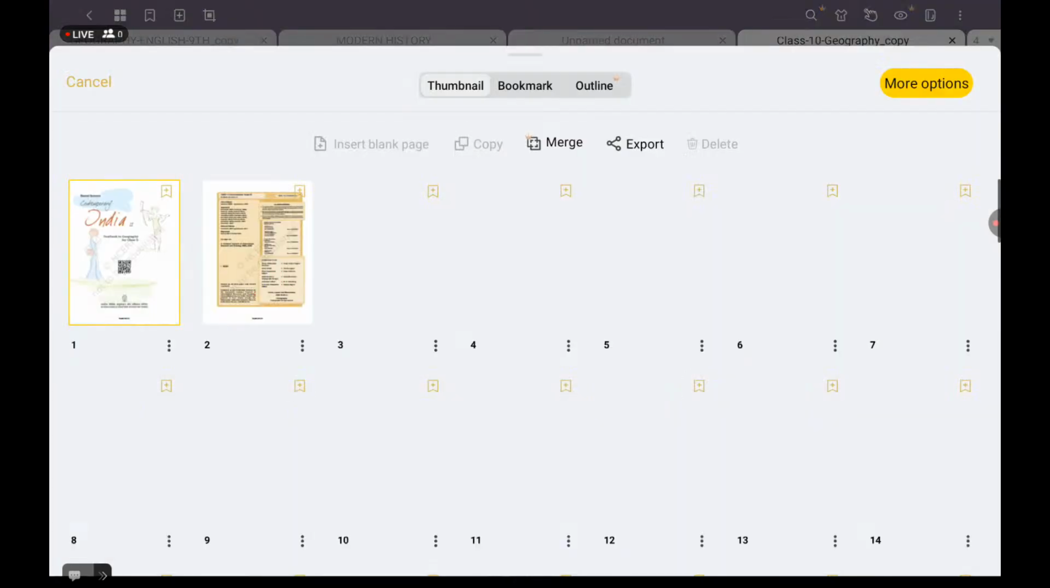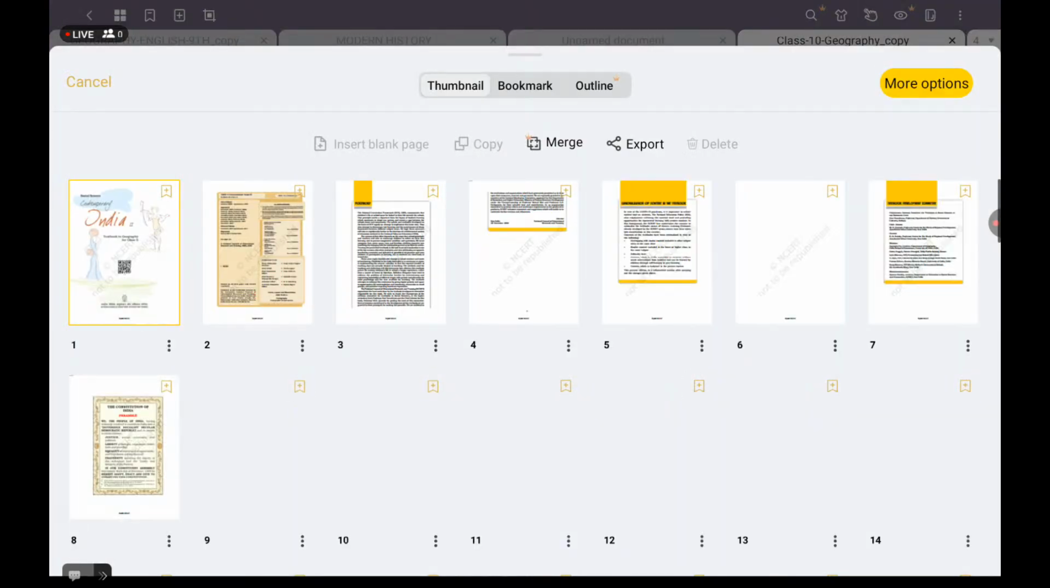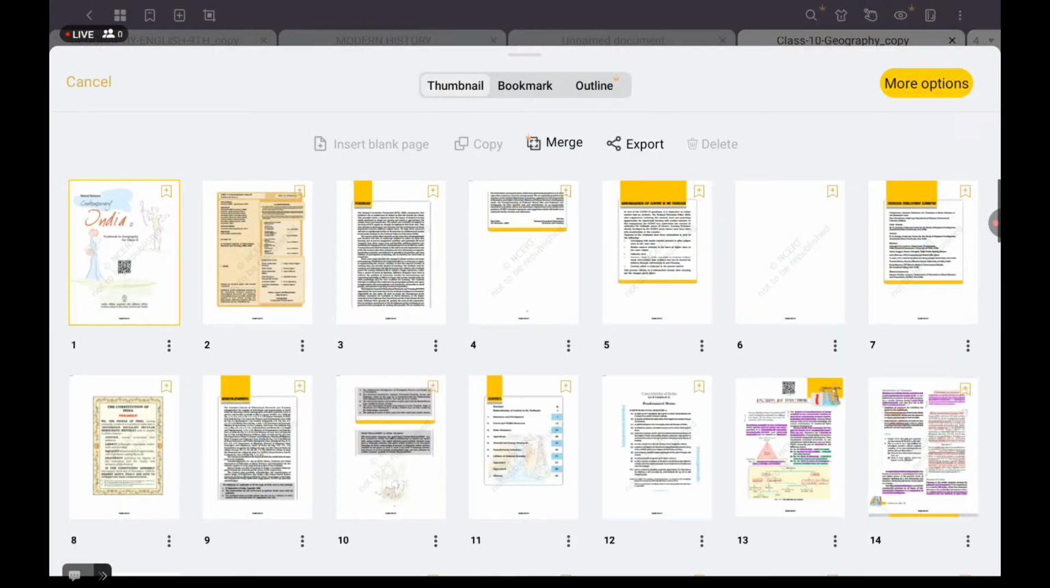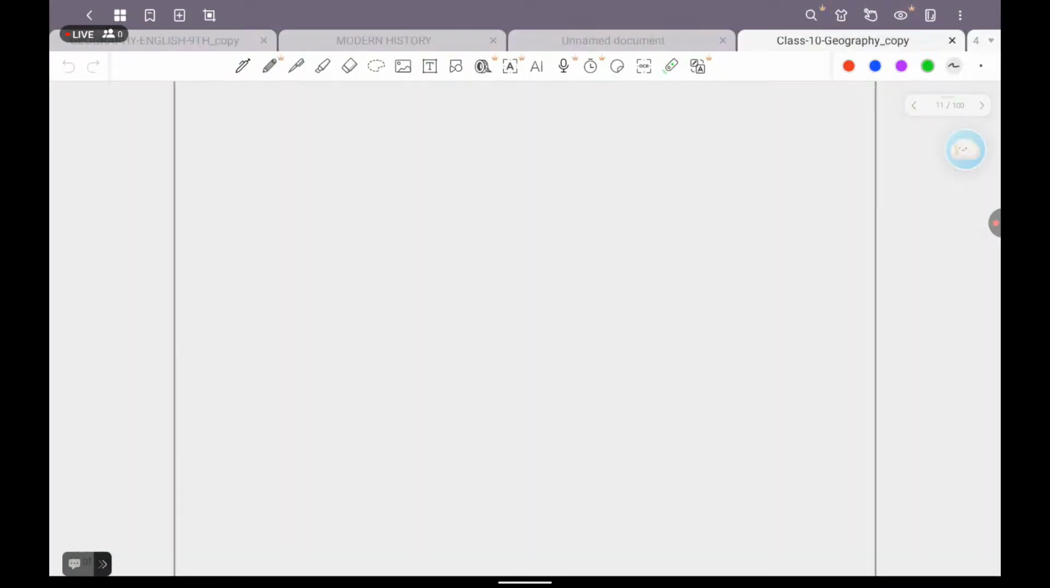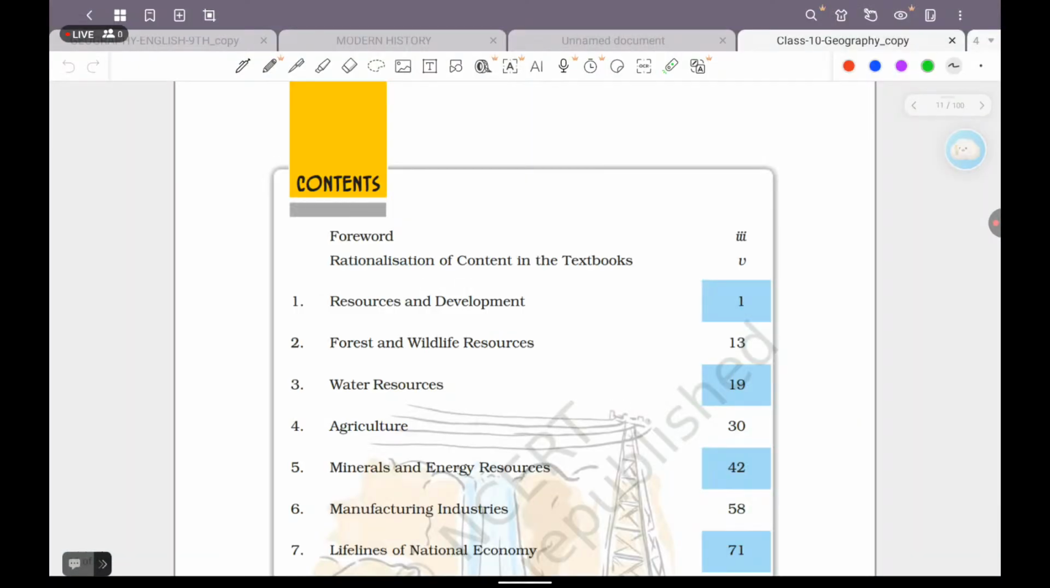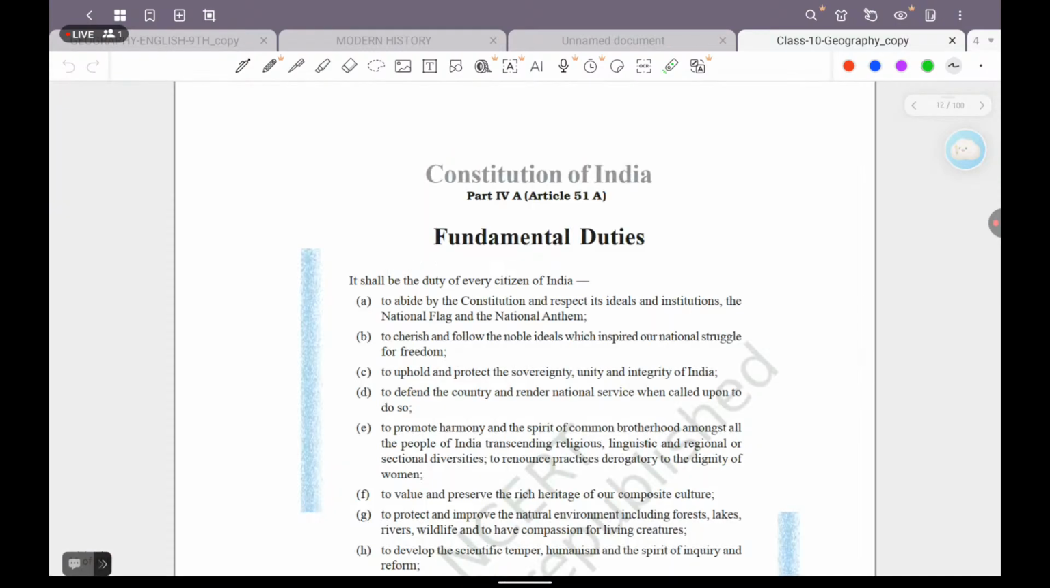From today we are going to start Chapter 1, and the name of the first chapter is Resources and Development. So in this chapter we will see what resources are and how resources are useful for us, the types of resources, and what things we call resources. So let's start.